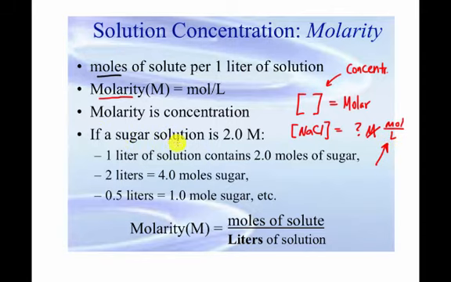If I have a sugar solution and I tell you that it's 2.0 molar, what that means is that for every 1 liter of solution, it's going to contain 2 moles of sugar. That's what that tells me, because I'm going to take that 2.0, cross off the capital M, and put moles per liter, which means 2.0 moles for every 1 liter of solution. That's what that's telling me. So if I had 2 liters, I would double it and I would have 4 moles. If I had half a liter, I would have 1 mole. So that's what this number is telling us. Keep that in mind.